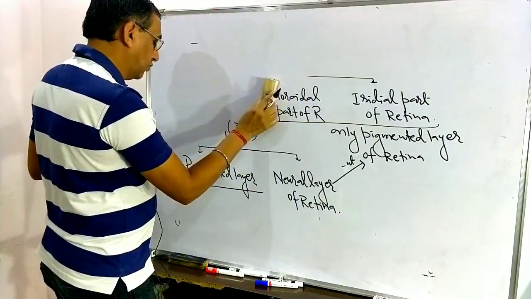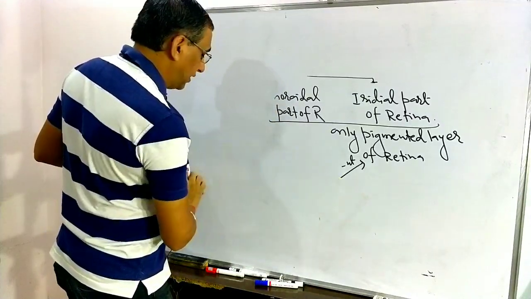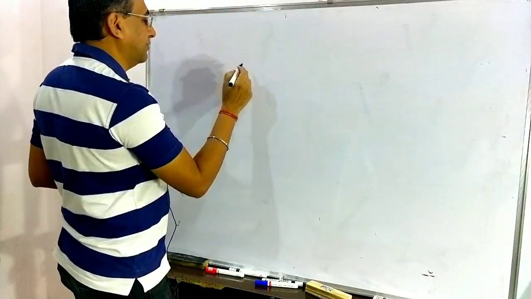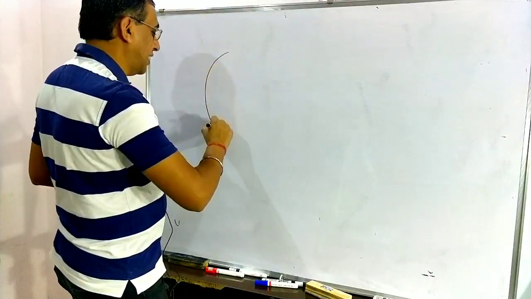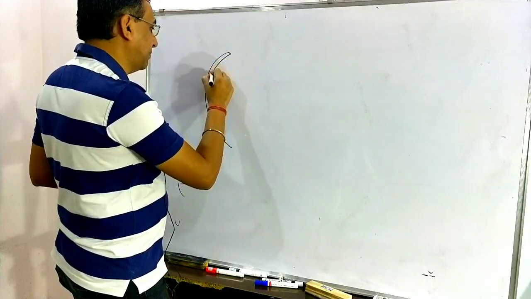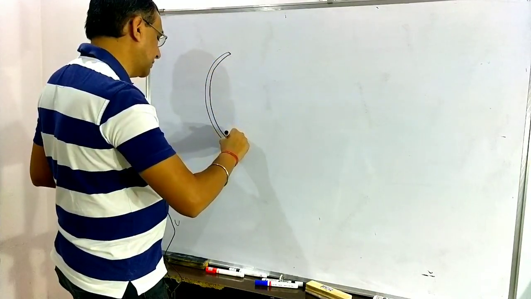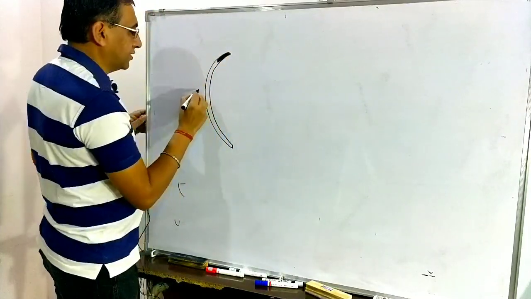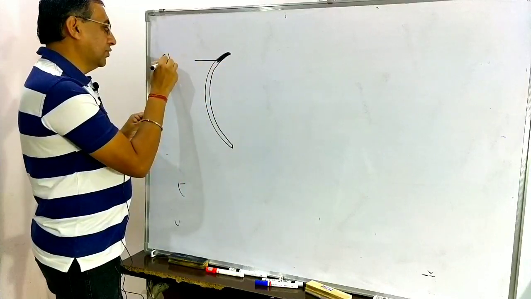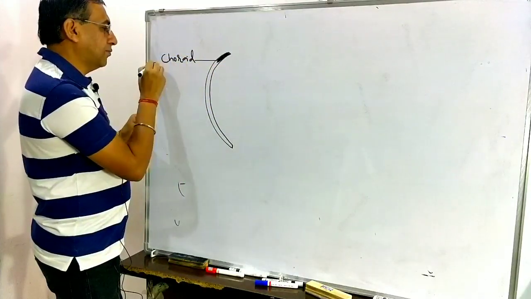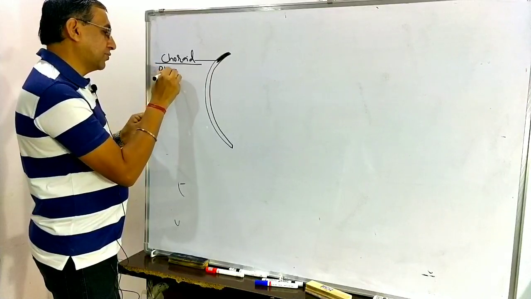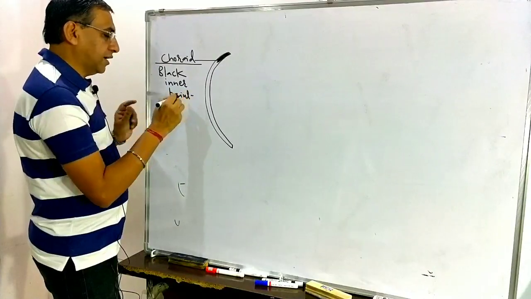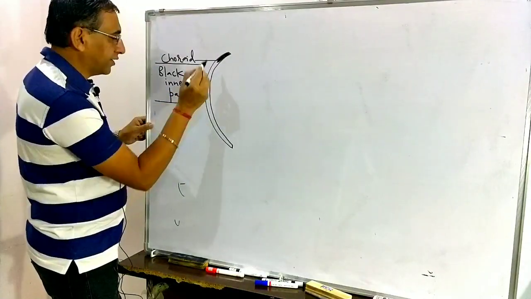Now we are going to discuss the pigmented layer and the neural layer. See, this is the eye, and this one is the choroid. That is the black inner band, which is why I have drawn it in black color. The choroid is known as the black inner band because it absorbs light.